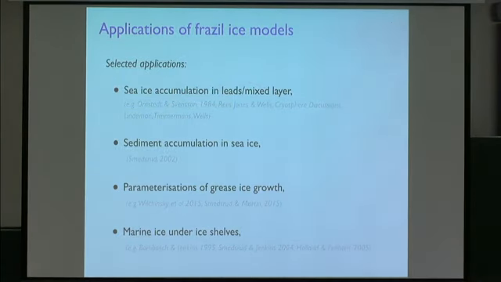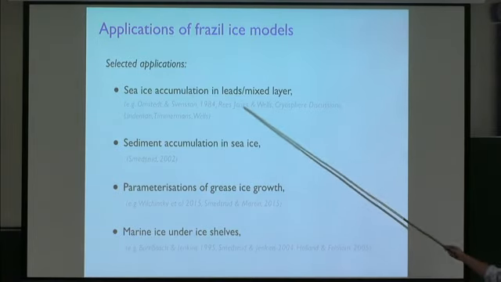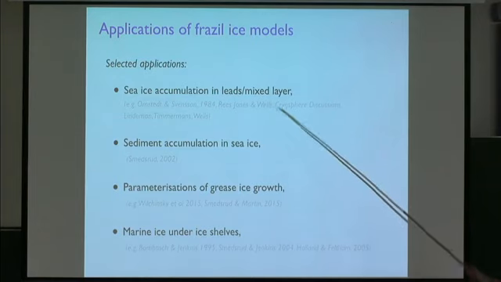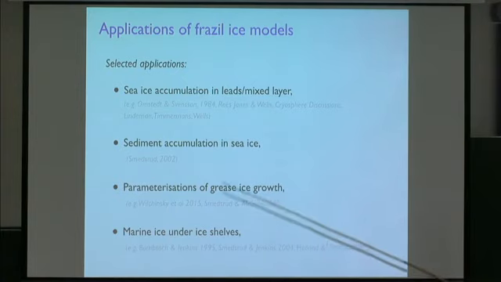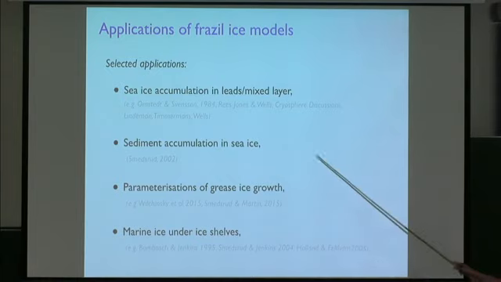Okay, so what can these frazil ice models be used for? They've been used particularly in terms of these integrated equations for concentration and some assumptions about crystal radii. They've been used to predict sea ice accumulation in leads and mixed layer in detailed models that have either mixed layers or some vertical resolution involved. They've also been used to describe sediment accumulation. So if you've got these frazil ice crystals mixing about in a relatively shallow bit of ocean, some of them can hit the bottom of the ocean and start to pick up sediment, which can get entrained into the ice.